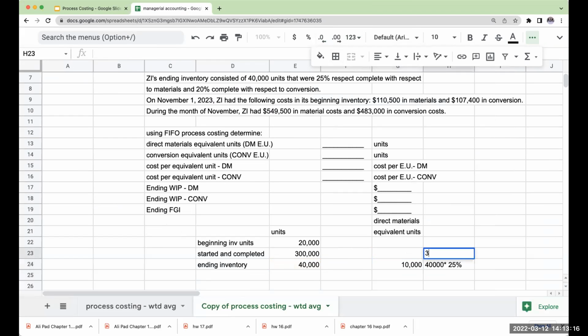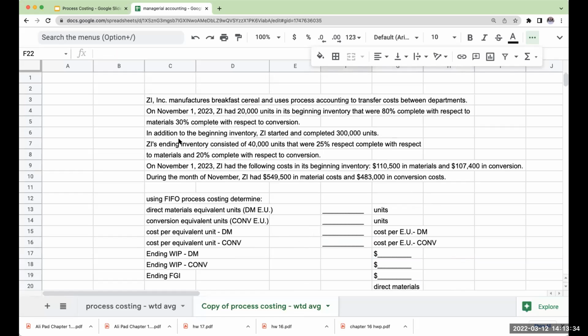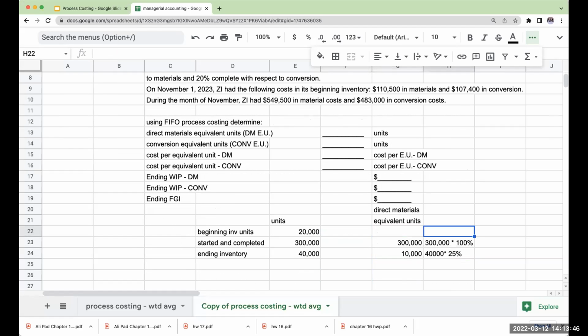My started and completed is always going to be the started and completed amount at 100% because I finished these all during the period. Now, for the beginning inventory units, this is very important. When we are doing weighted average, we are going to disregard the percent complete. So where it says here 80% complete with respect to materials, I'm going to disregard that. I am going to assume that this was 100% complete. I'm going to say weighted average assumption. I'm going to assume that it was 100% complete during the period.